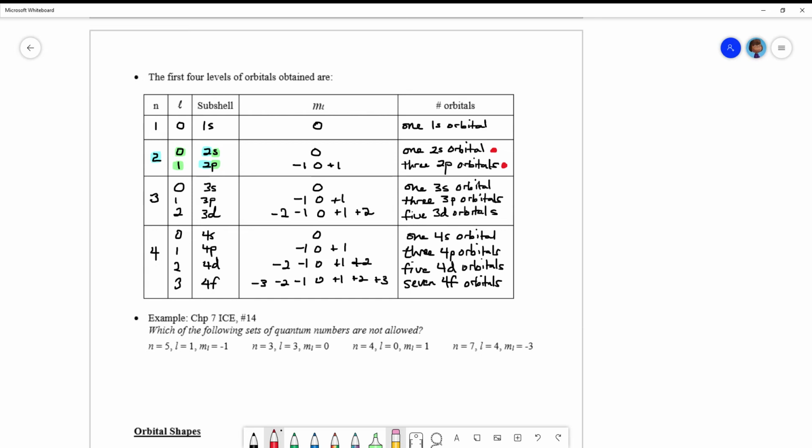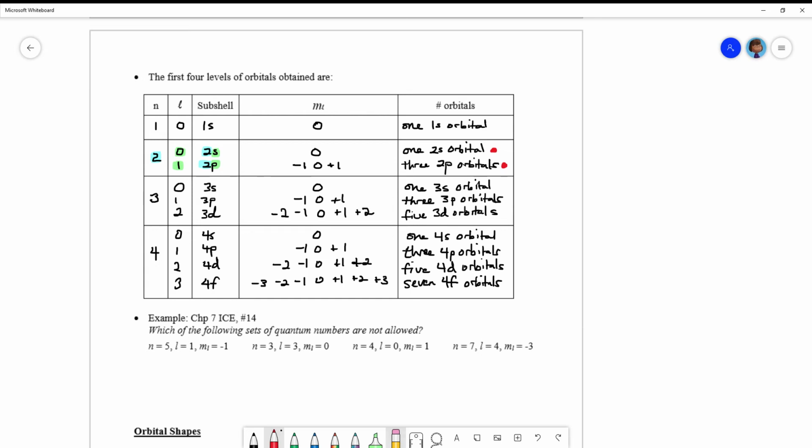One of them is a 2s orbital, and the other 3 are 2p orbitals. An s orbital is L equals 0, and p orbitals are L equals 1. And we know if they have different L values, they have to have different shapes. So the p orbitals are going to be differently shaped than the s orbital. But since they're both n equals 2, they have the same size.